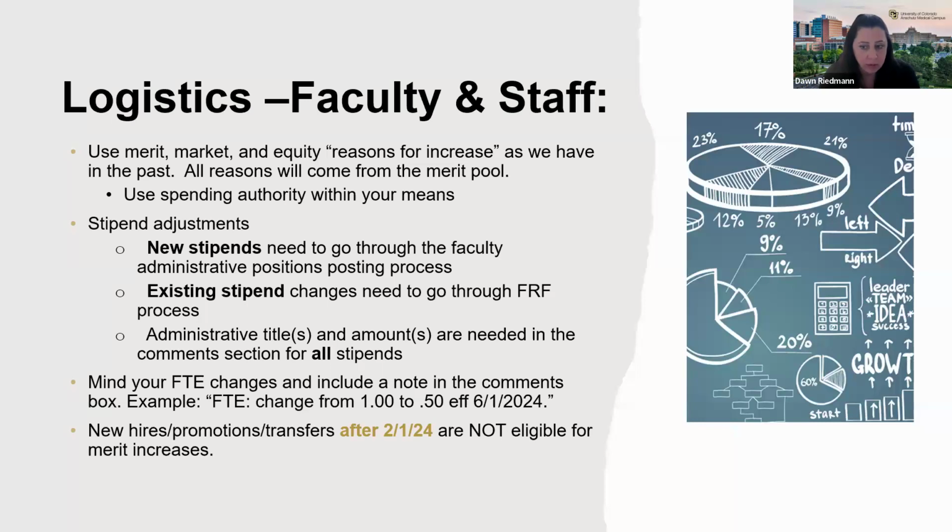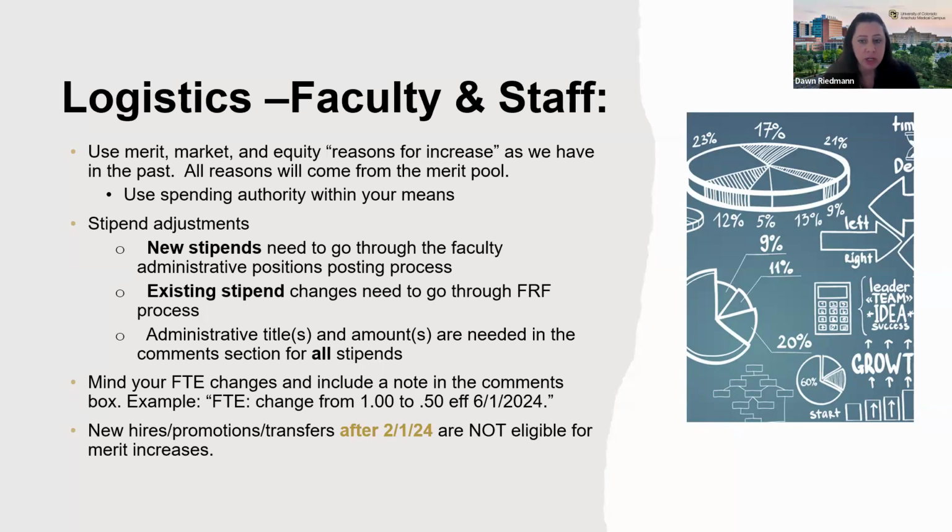We're also asking you to include the administrative titles for any of those stipends. Down in the comments box on Axiom, you will have the opportunity to provide that. We don't have in the system as of yet in HCM where we can really see those titles. So for right now, we're asking for it through this process so we can keep track of those for when we get to that space.